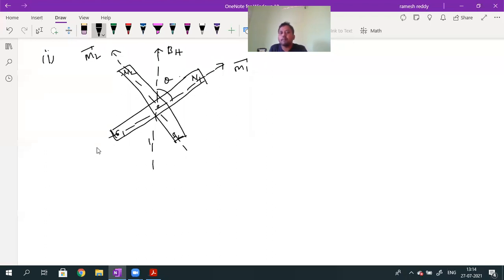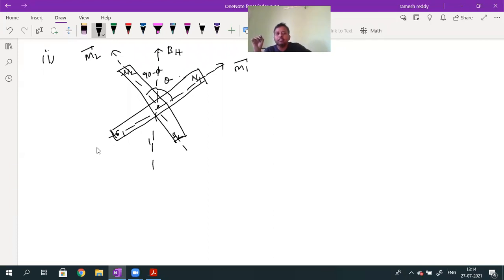So these both are perpendicular. When the first bar magnet is making an angle theta with BH, the angle made by the second bar magnet with BH will become 90 minus theta. How do I place the two bar magnets such that the north poles are there on either side of BH?